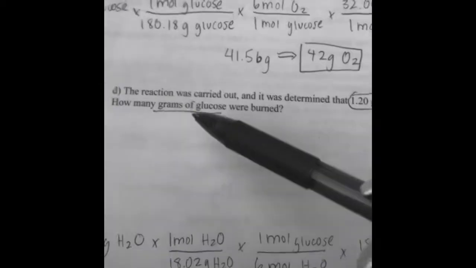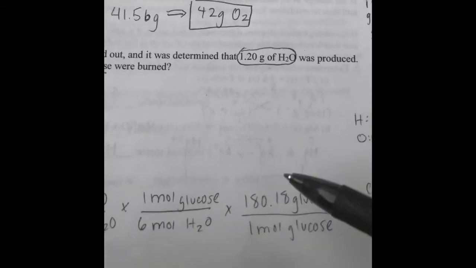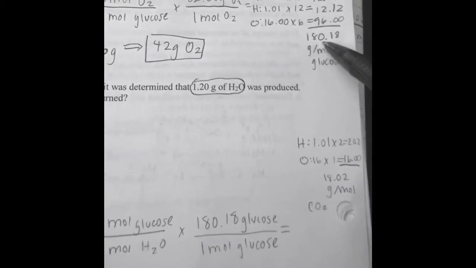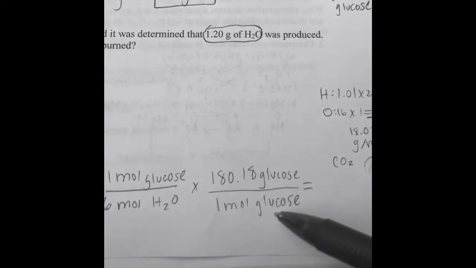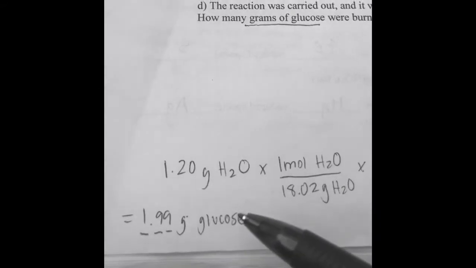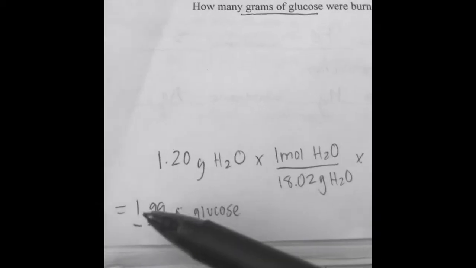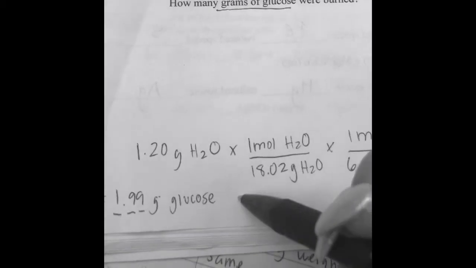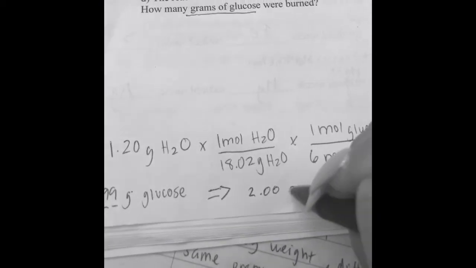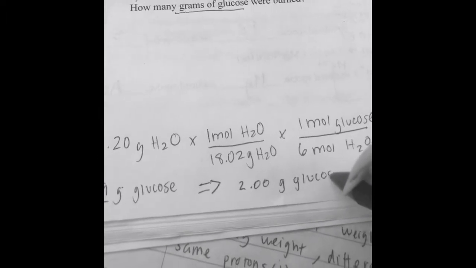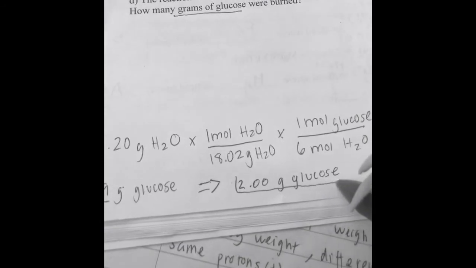And then we multiply again, since we want to get the grams of glucose, right? So we're going to use the 180.18 from the previous problem in 3C, and put that over 1 mole of glucose, so that the moles of glucose cancel out, giving us 1.99 grams of glucose. And we need to obey the sig fig rule of 1.20, which is 3 sig figs. So we round it, since we have 1.99, to 2.00 grams of glucose. And go ahead and box that answer.